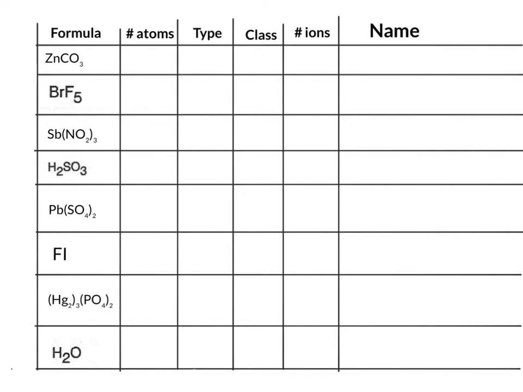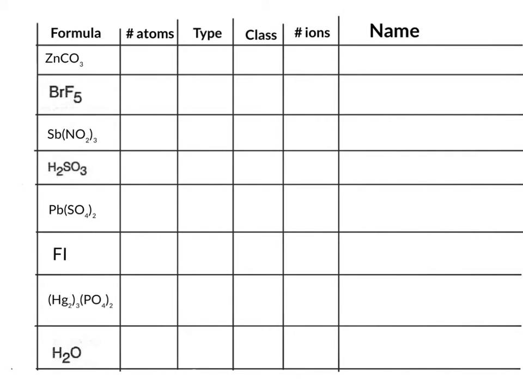This one is a salt, and the number of ions that we have: 1 antimony and 3 nitrites, so we get a total of 4 ions. And the name of this is going to be antimony(III) nitrite.